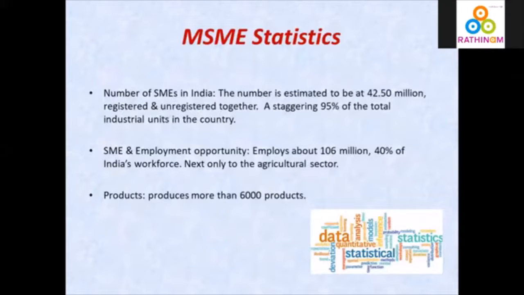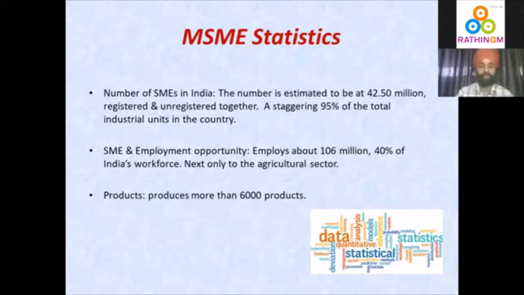Statistics, like I said, there are more than 6,000 products that are made by MSMEs. There's a huge employment opportunity. MSME companies employ 106 million people, which is 40% of India's workforce. And it is next only to the agriculture sector. So this is what happened when I said the factories shut down, they moved on to agriculture. So your 40% workforce came down to 30%. And agriculture went up from 40% to 50%, resulting in higher sowing and reduction in production.